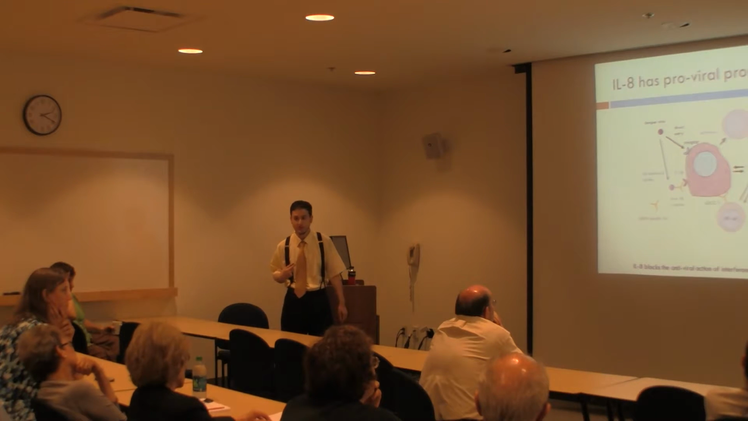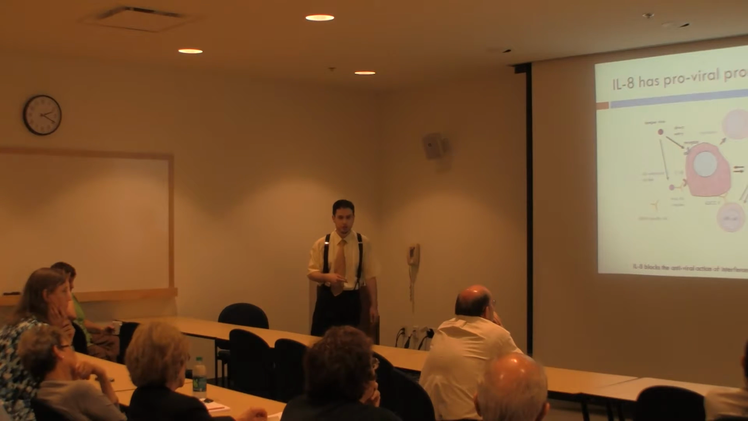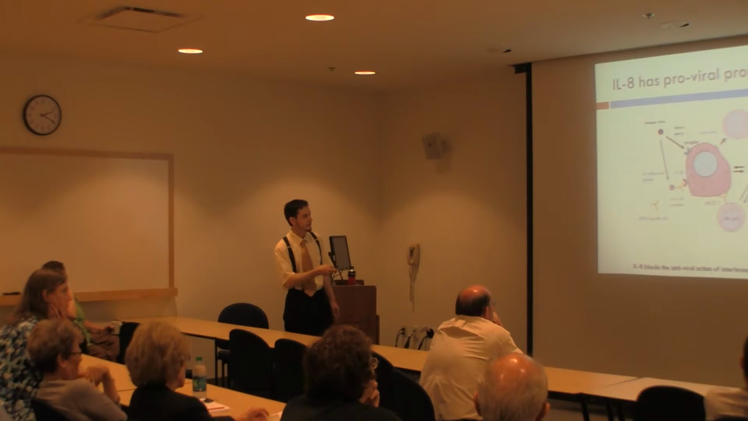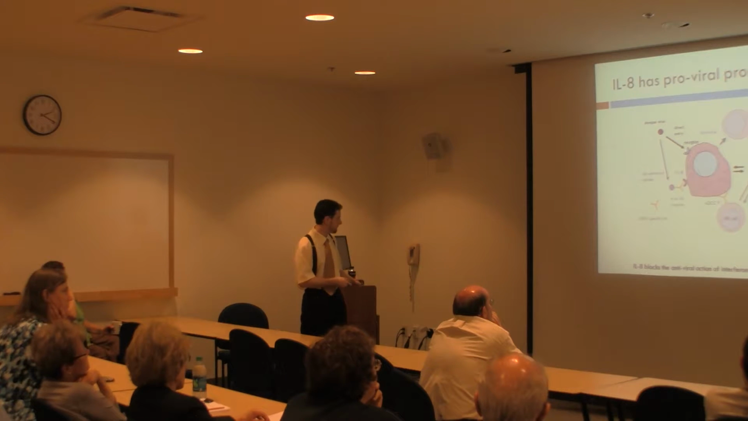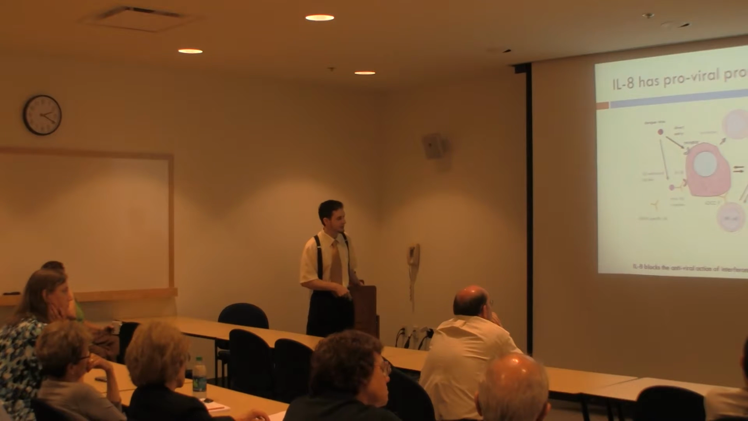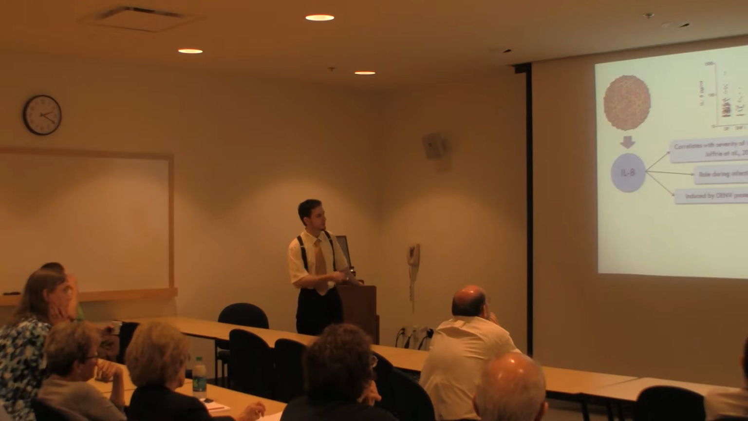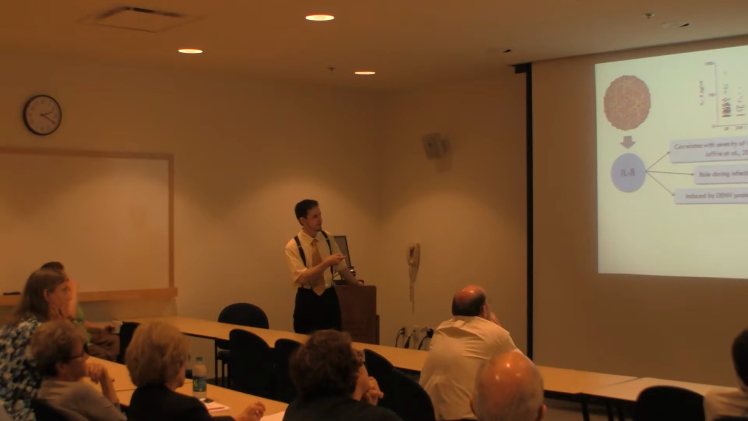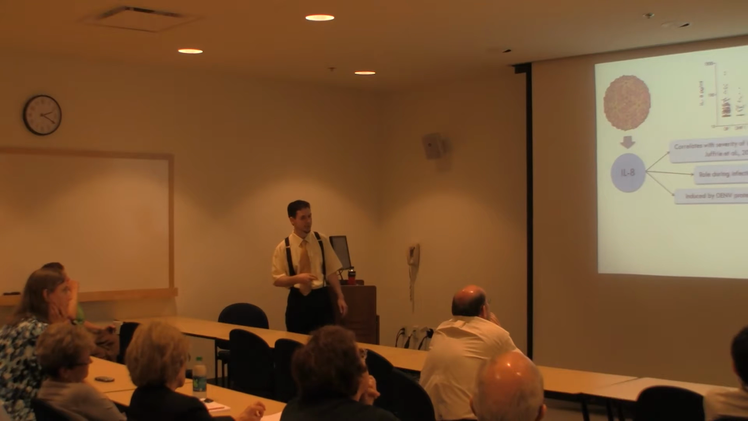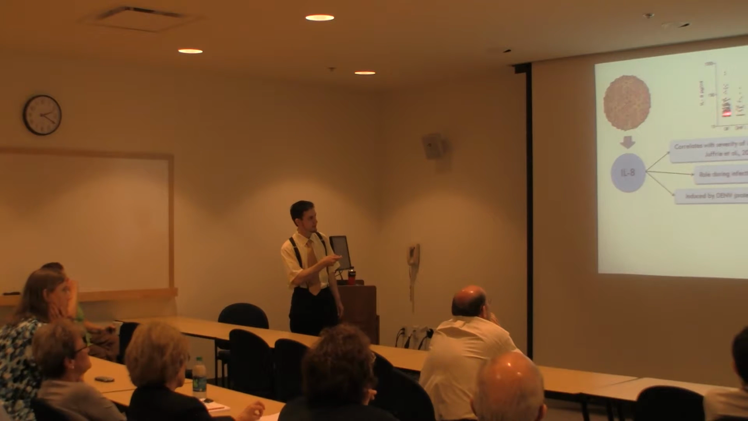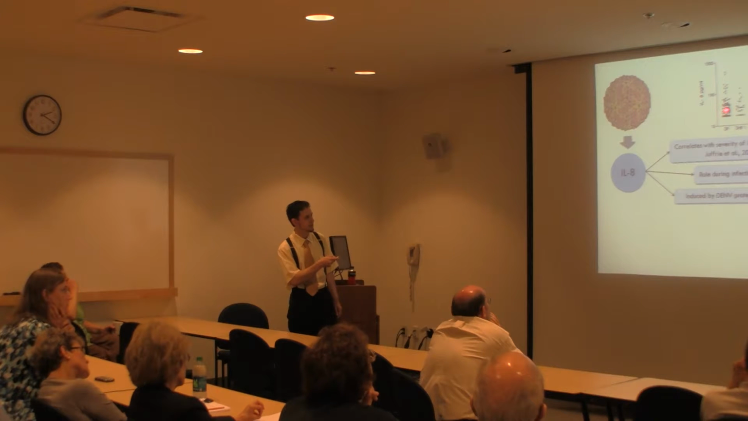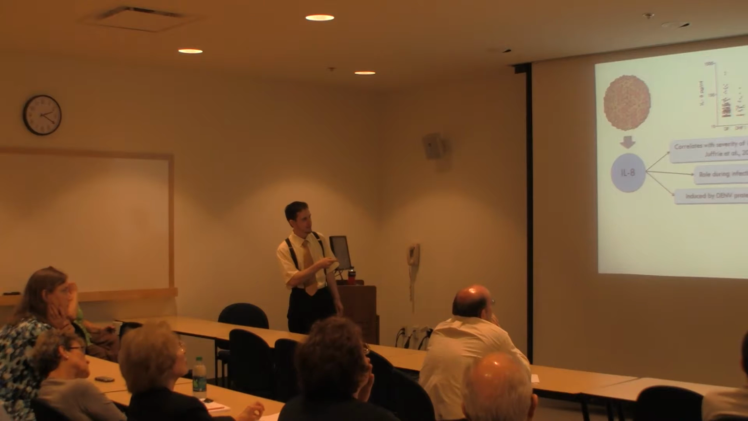In addition, IL-8 actually has proviral properties in that it has been shown in the context of hepatitis C to interfere with the antiviral actions of interferon. Therefore, it is advantageous for the virus to induce IL-8. severity of infection, and that was previously shown. Negative controls had a basal level of IL-8. This is patient data. Dengue fever had some IL-8, did have upregulation of IL-8, and in various grades of dengue hemorrhagic fever, that was actually increased.